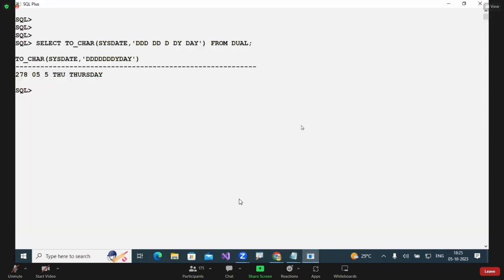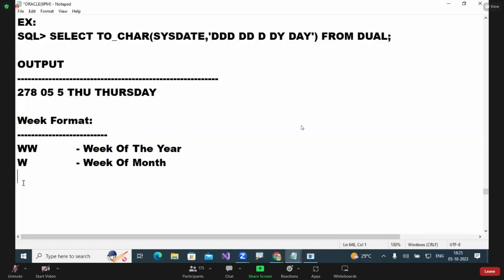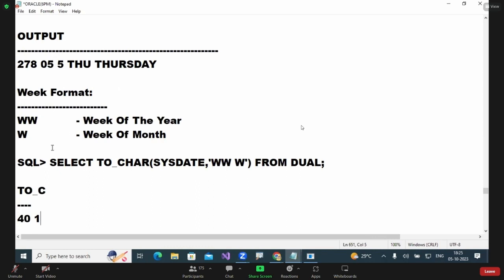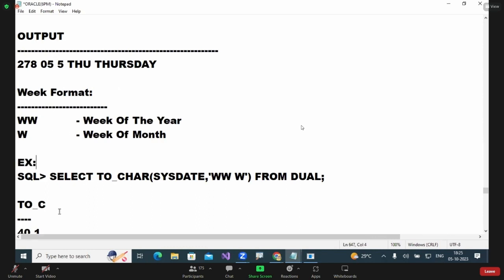So now these intervals, if I want to use them here: select TO_CHAR of SYSDATE, WW or W from dual. So now this is the 40th week in the year and the first week in the month. So if you compare with the entire year, it is the 40th week, and compared to the month, it is the first week of this month.